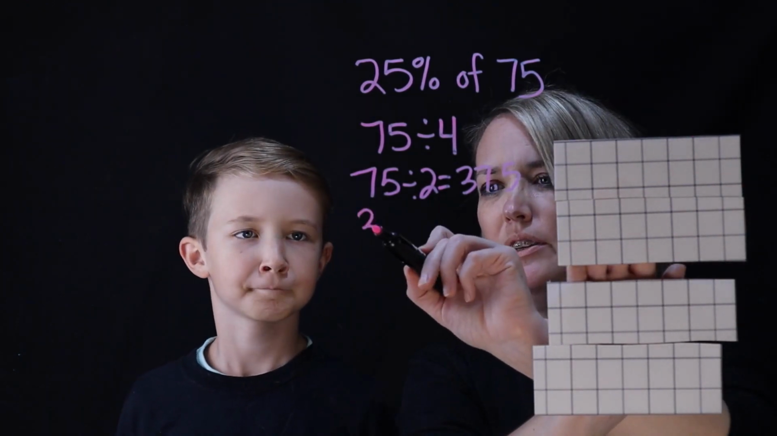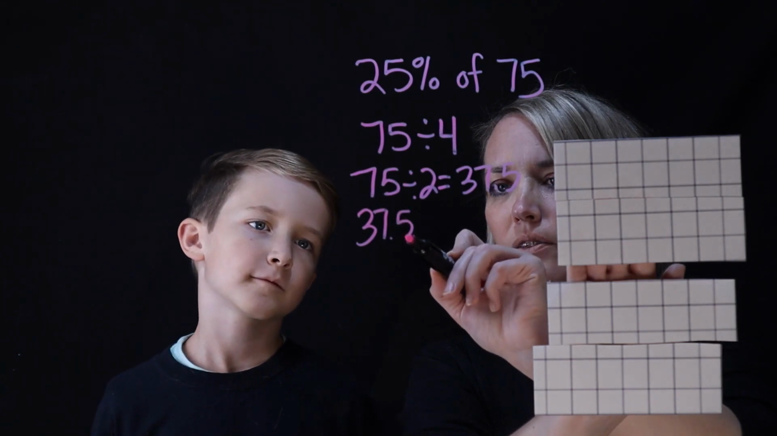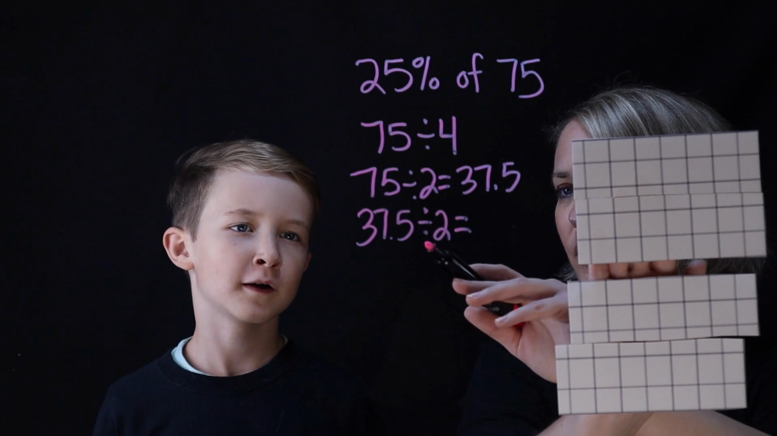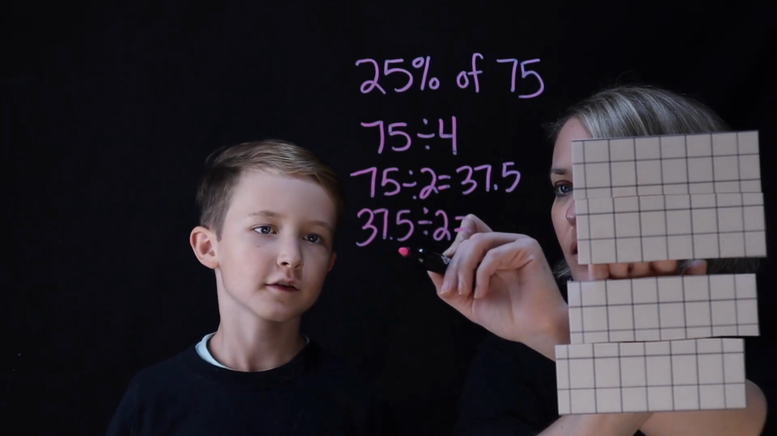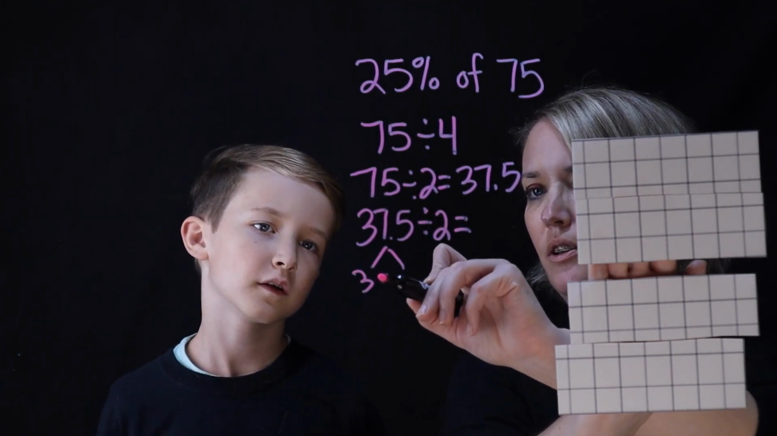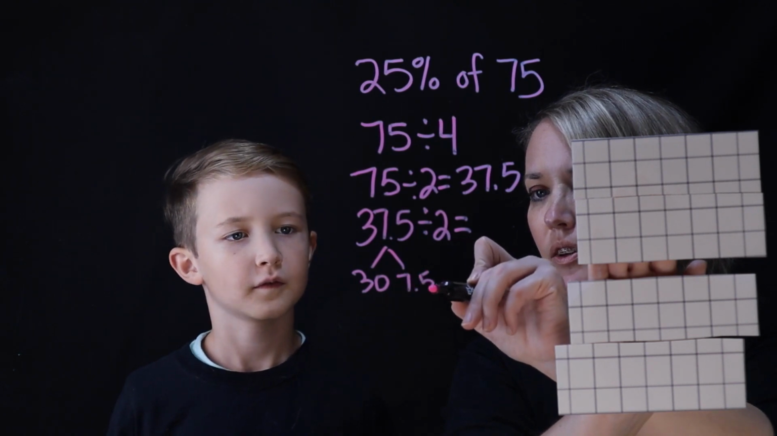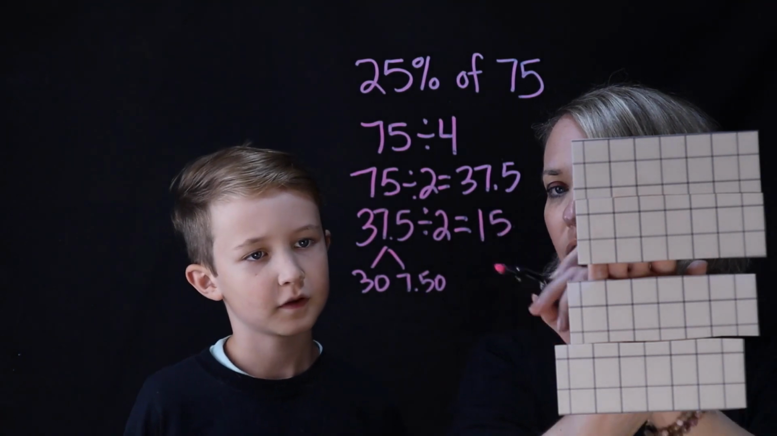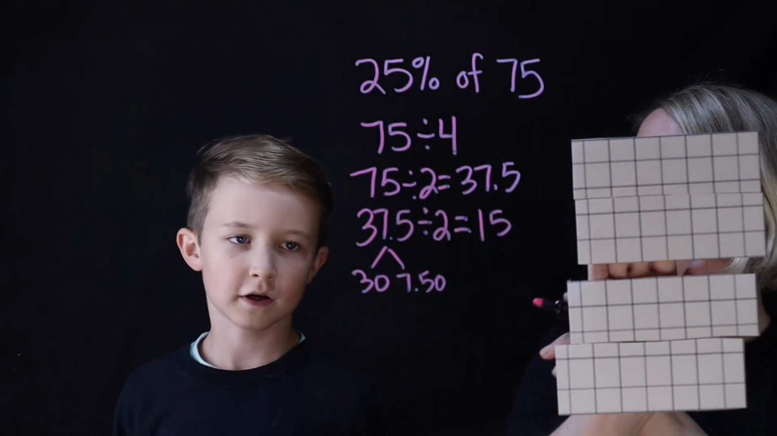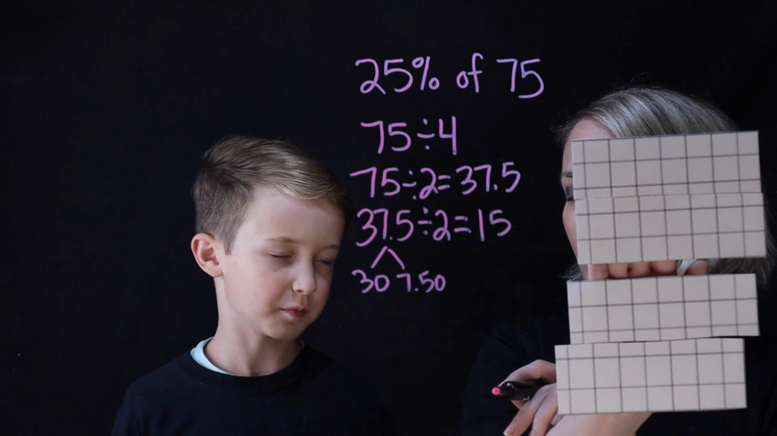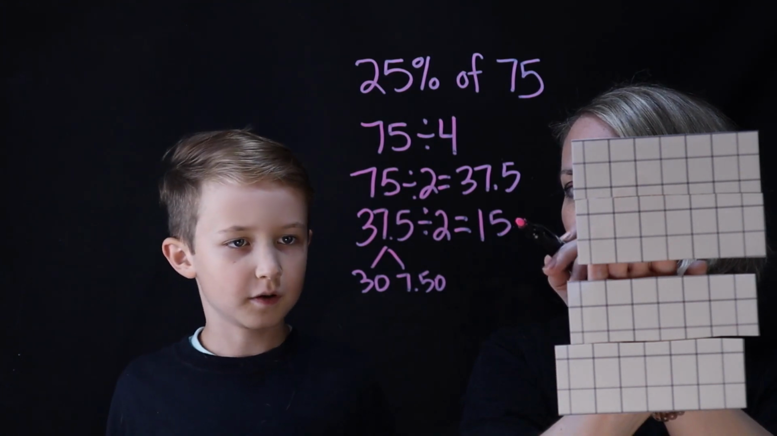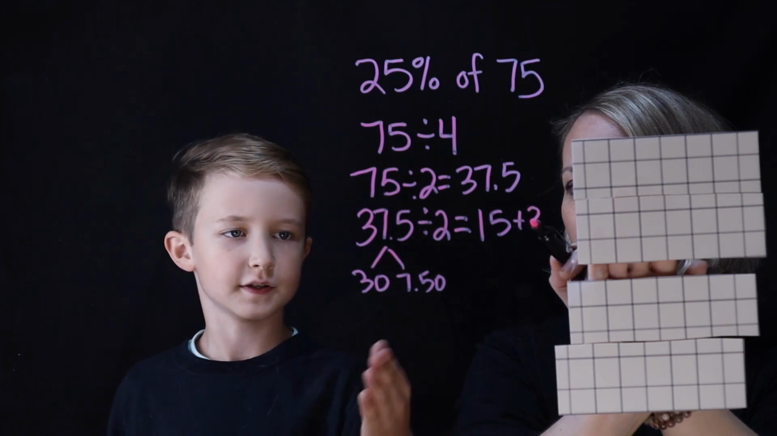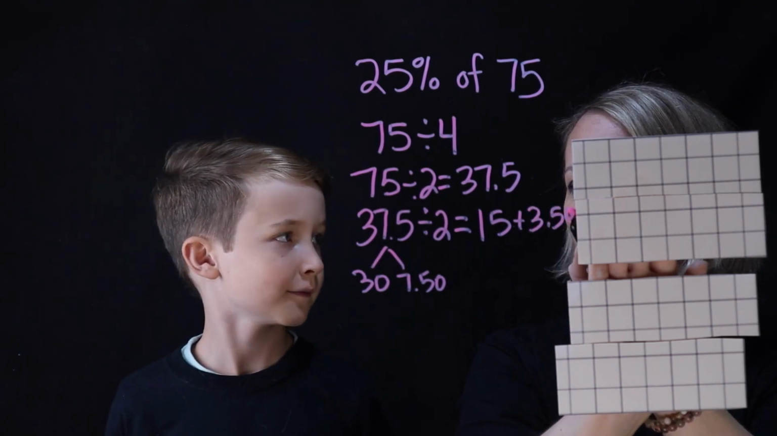So what's 37.50 divided by 2? Now you said, what did you say? It's 15. And what did you do? You split this into 30 and 7.50? Yeah. 30 divided by 2 is 15. And 7.50 divided by 2. Well, I know that 7 divided by 2 is 3.5, like $3.50. But then we have to split 50 cents, which is 25 cents.